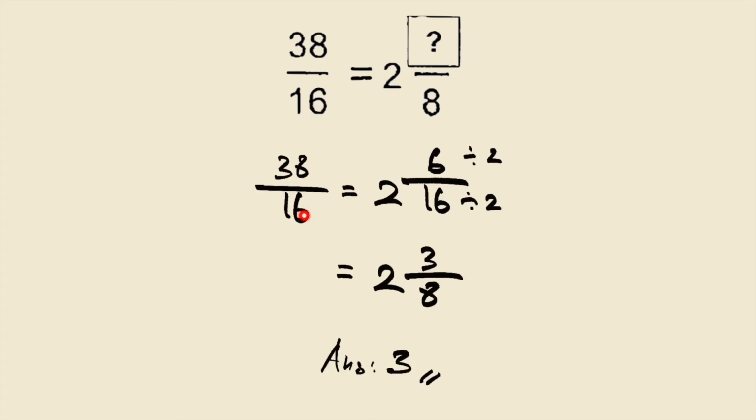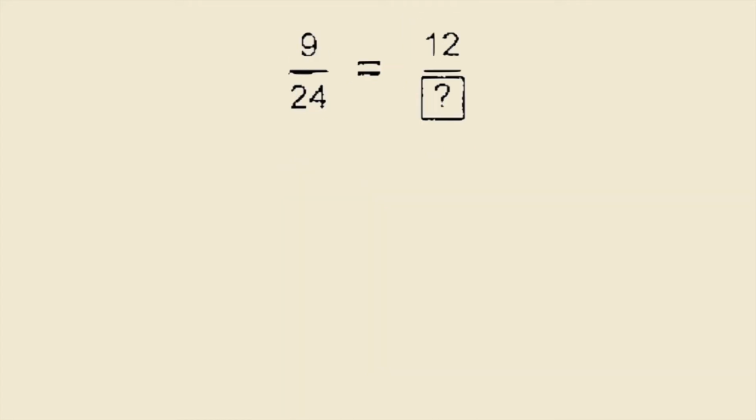So 38 over 16 can be written as 2 wholes and 6 over 16. You can use long division to obtain this, but our denominator is not 8, is it? Our denominator is currently 16. So divide by 2, you get 3 over 8. So the missing number in the box is therefore 3.